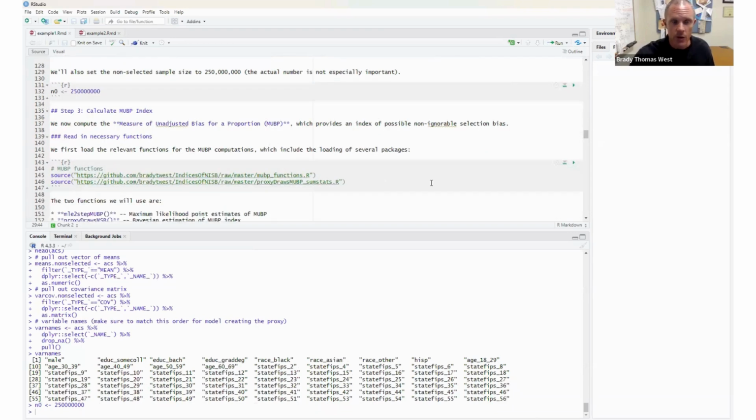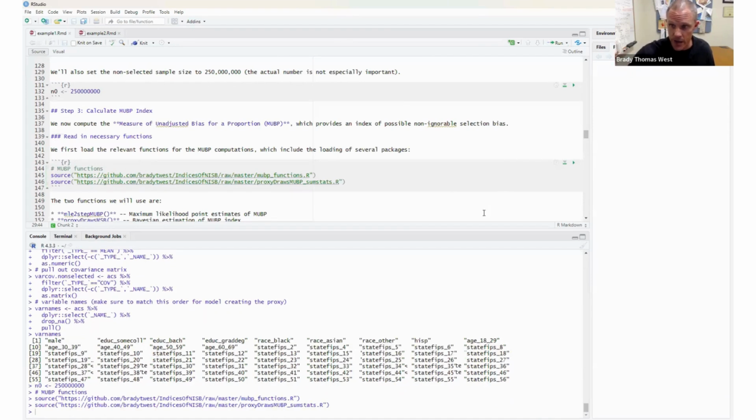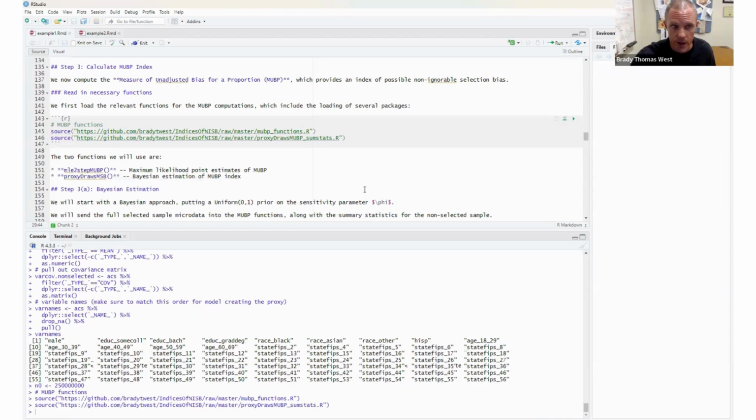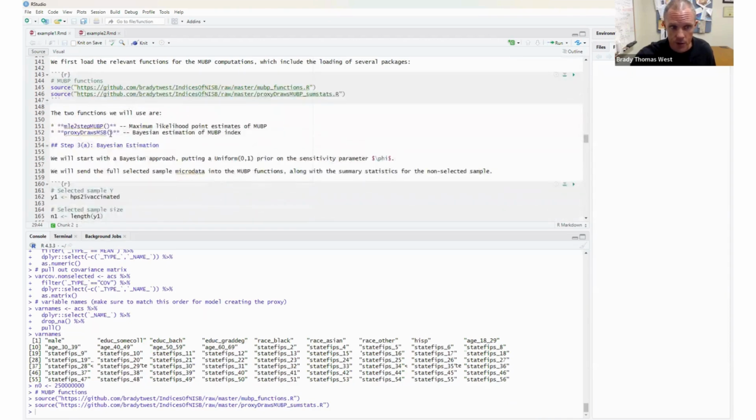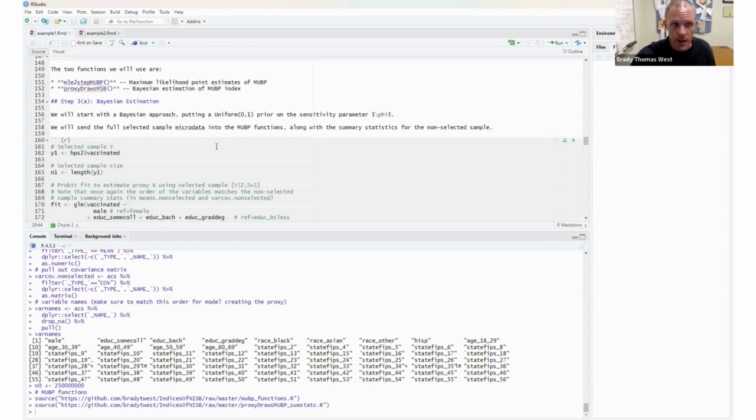Okay, now key point here: these are the MUBP functions that are available up on GitHub, making it possible to compute these particular measures. So I'm going to source both of these functions here that allow us to do the Bayesian analysis and lay out the maximum likelihood estimates as well, to be able to compute these measures of selection bias. Okay, and I mentioned what the two important functions are here.